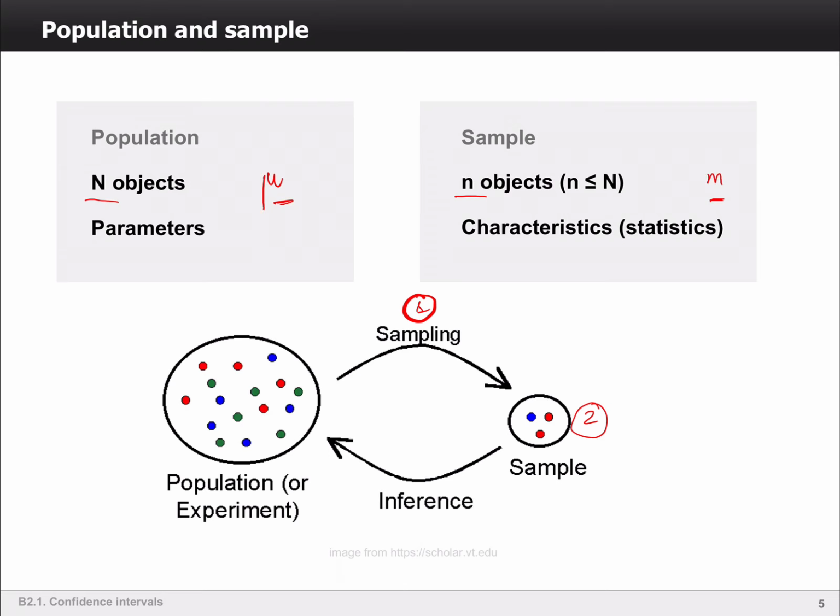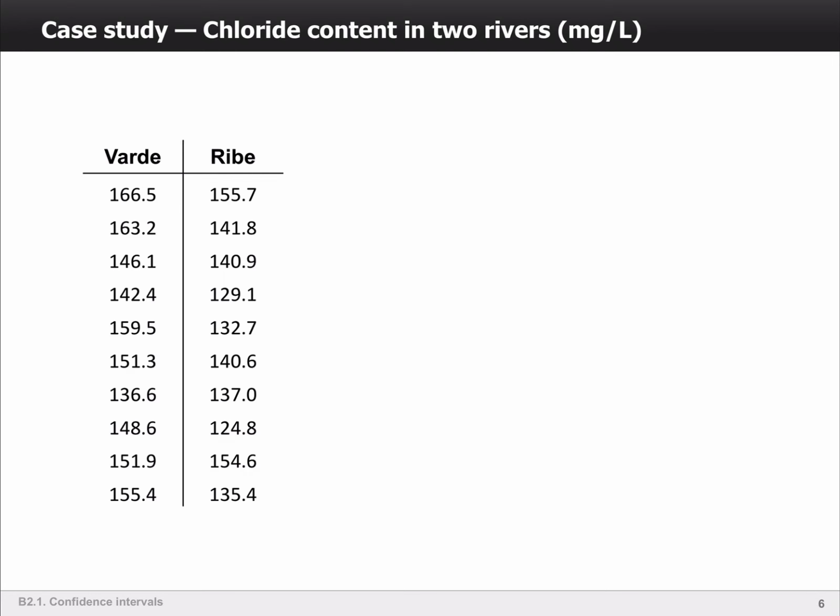And now it's time to learn how to make the third step, which is an inference. So when you use the statistics calculated for your sample and try to estimate parameters for your population, you generalize the knowledge about your sample to the whole population. Okay. That's the data set we are going to use in these 2 lectures at least.